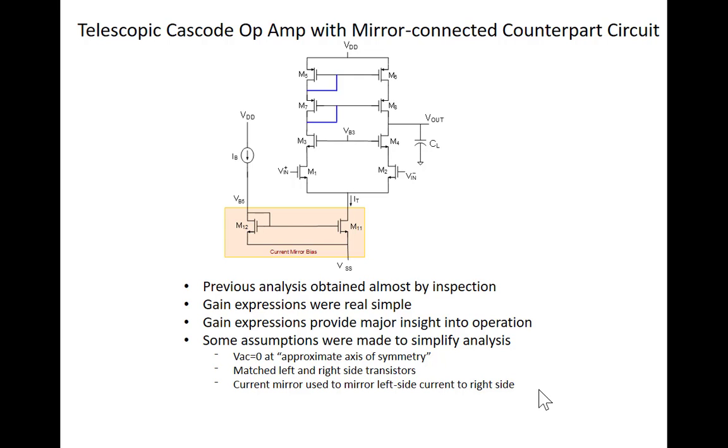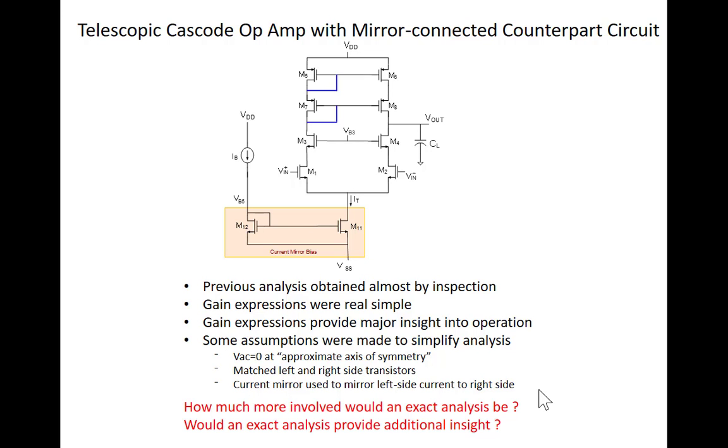We talked about that a little bit more last time. So I've made 3 assumptions that allowed me to get these expressions by inspection. We can ask the question, how much more involved would an exact analysis be? And would an exact analysis provide additional insight?